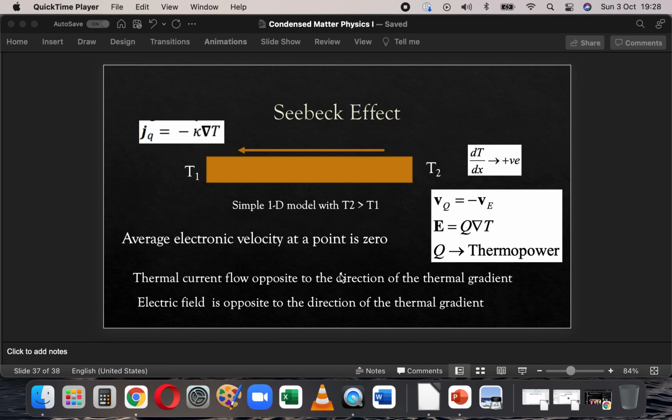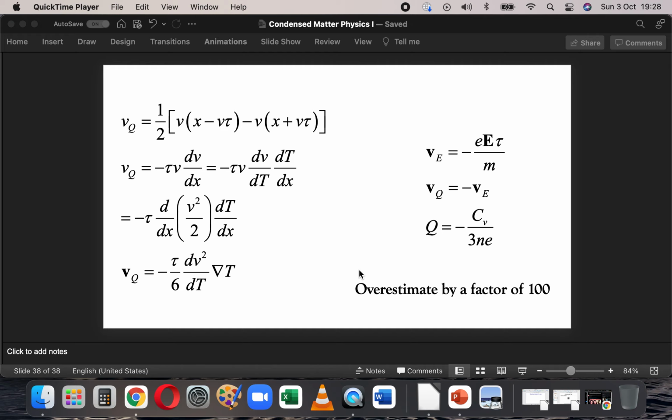But in the case of the Seebeck effect, if you look at the expression for the thermopower, you cannot run, because the specific heat is directly sitting there. There's nothing else to cancel off the overestimate by 100. So the specific heat is an overestimate by 100. The thermopower also becomes an overestimate by 100, and this is one of the biggest failures of the Drude model, which people immediately recognized.